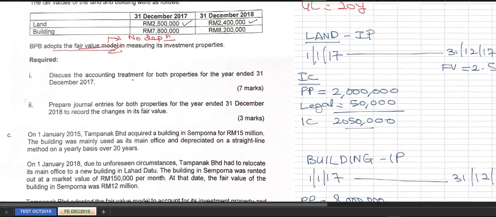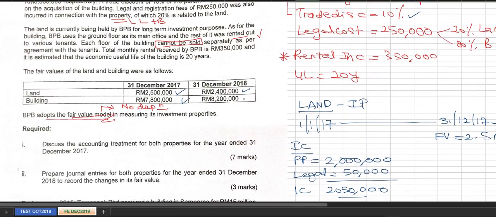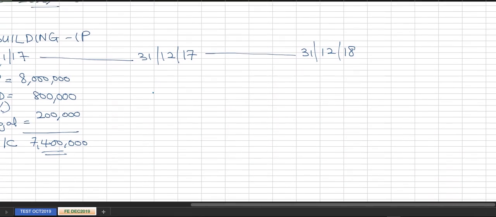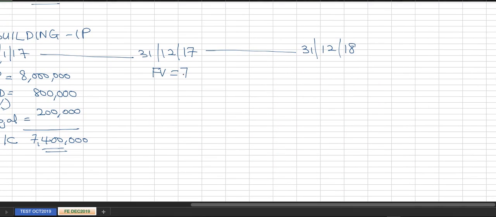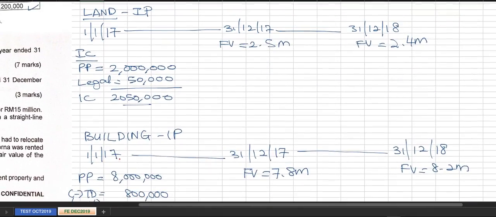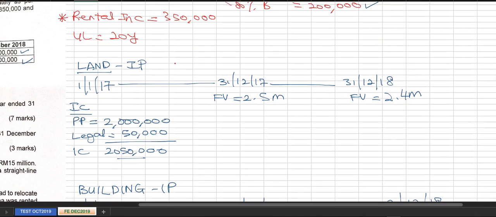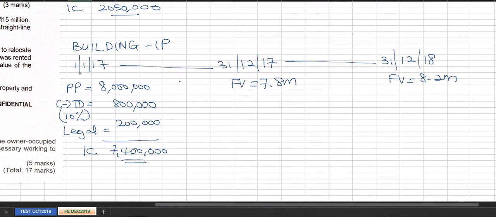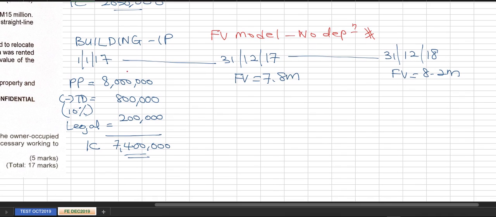So given in the question, the fair value is 7.8 and 8.2 for the building. So this is 7.8 million and the fair value here is 8.2 million. Okay, so that's the information, and the question says fair value model. So of course, land you never depreciate, but for building you have to jot down here: fair value model, no depreciation. This is compulsory to write down, to avoid you from calculating the depreciation. This is just a reminder to us that we don't need to calculate the depreciation.